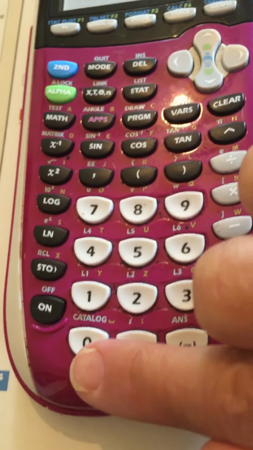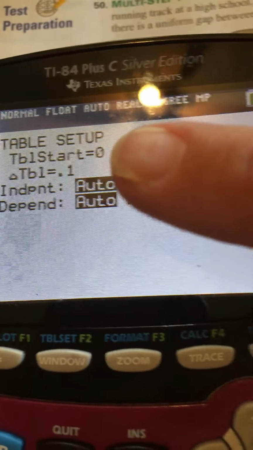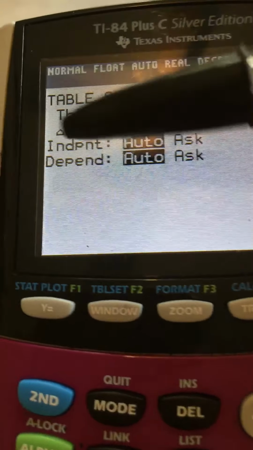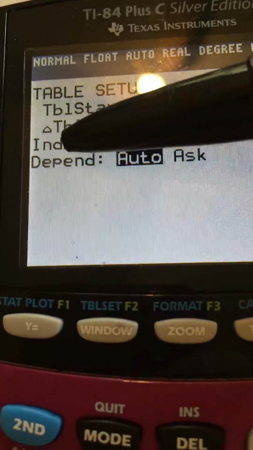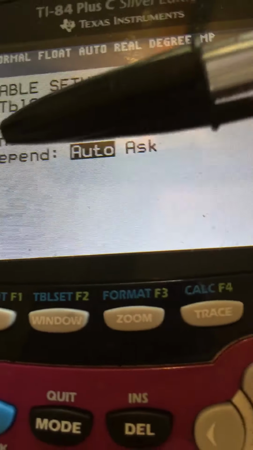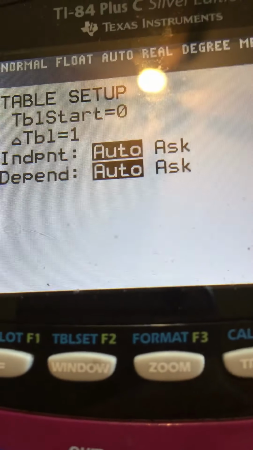So I just push 0 and enter. You don't erase, you just write over. And I want my table to change. A triangle in math and science is the Greek letter delta, and it means change or difference in. So I want my table to change by 1. So I'm just going to put 1, and there it is.